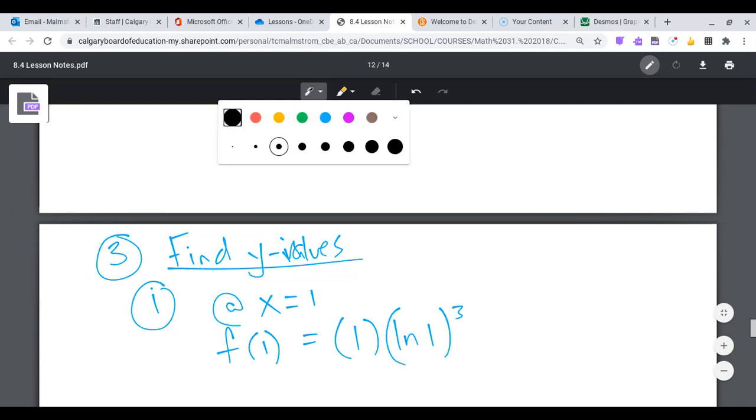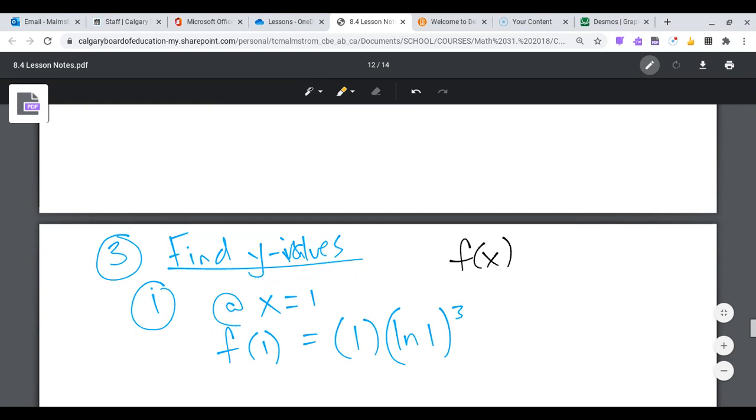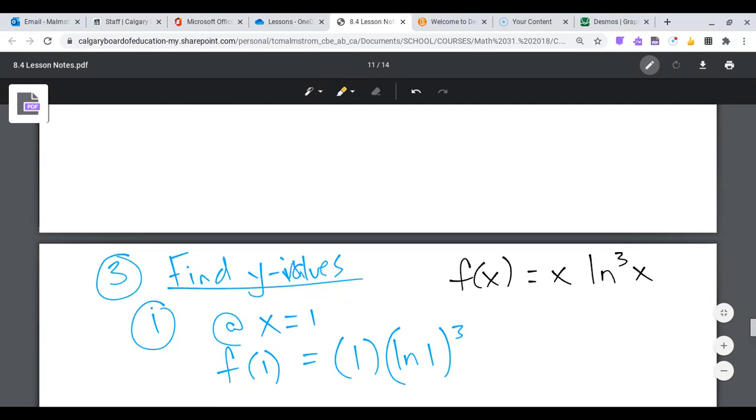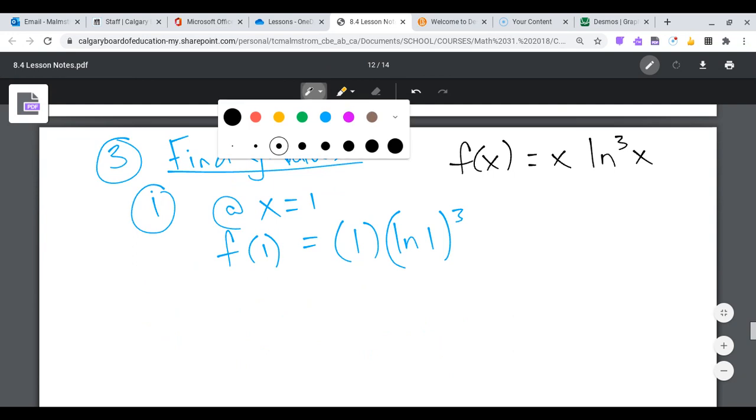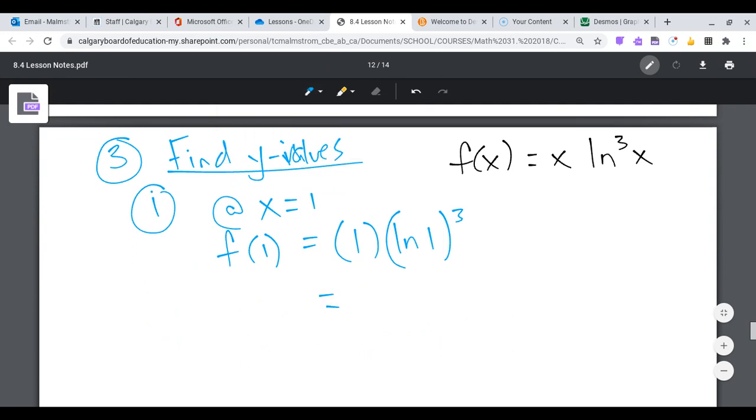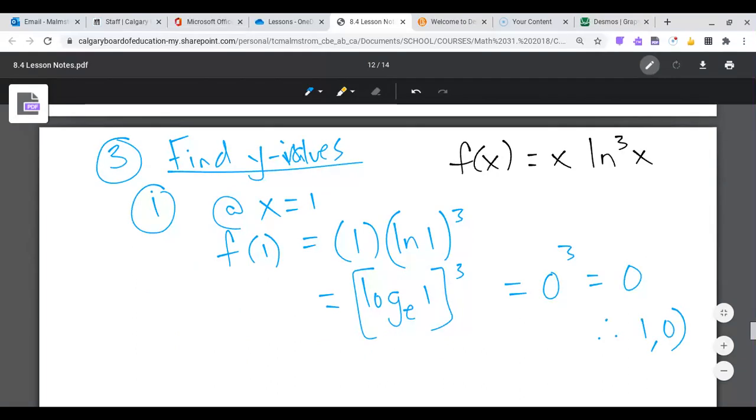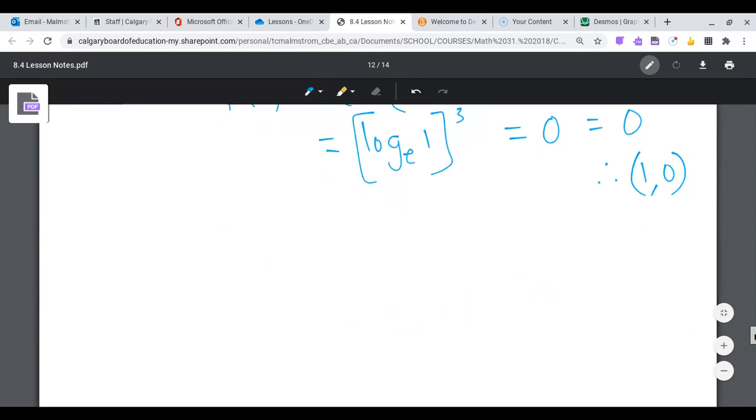Okay, so remember that our function was x ln cubed x. Okay, so what is this? What is ln of 1? Think about this as a log. Okay, this is just 0. 0 cubed, 0. So I have 1 point happening at 1, 0. And then let's do the second one.